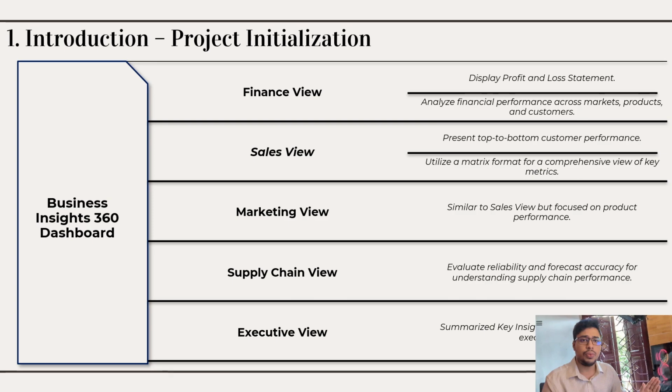So we built separate dashboard pages, also for the top level executives, so they can see the dashboard page and get the gist of what is happening throughout the years in their business. First of all, it's called the finance view. In the finance view, the main attraction is the profit and loss statement table. And in the finance view, the top level finance executive will be able to analyze different financial performance across markets and products and customers.